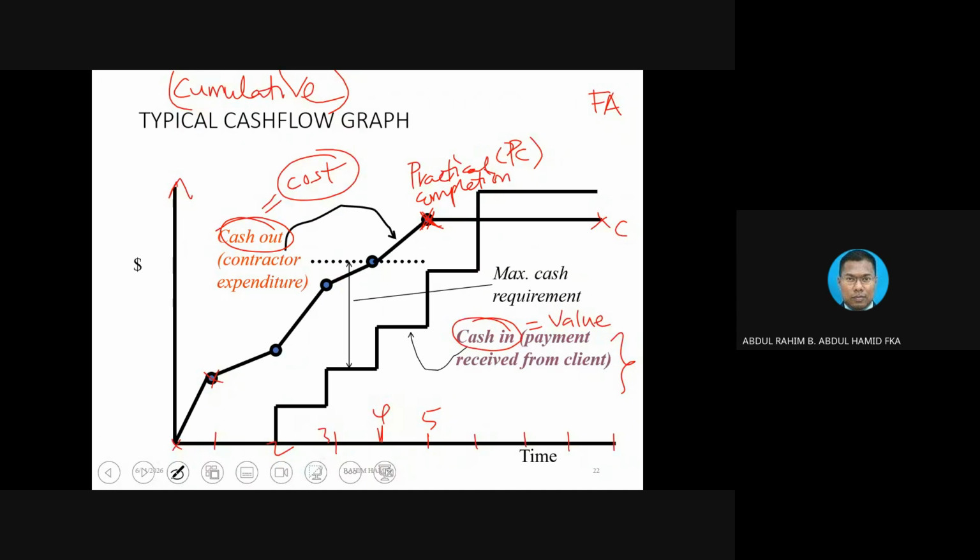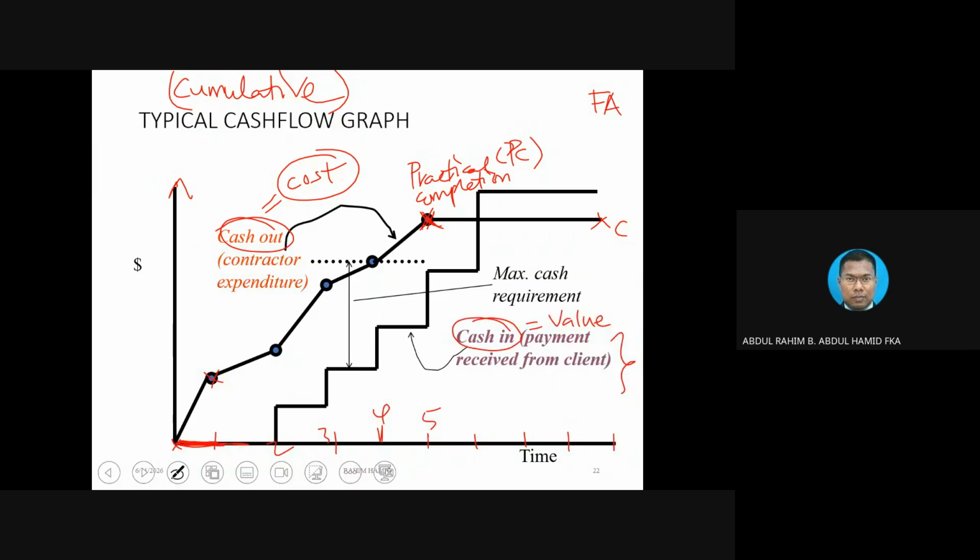term and payment. Okay, the cash in graph, when we start a project, you notice that it is a flat line there. Why is it a flat line? Because there is no payment received from the client. The client is not going to pay you until you complete some amount of work, then you claim, and when they are done with the process, only then will payment be released. So that's why it is zero. So you notice that this line is basically zero.